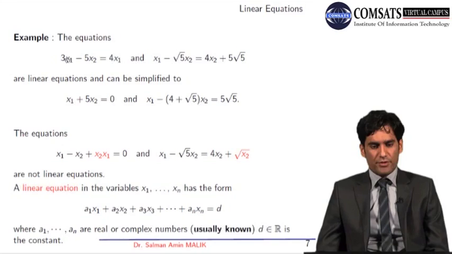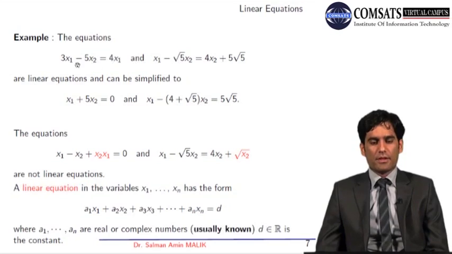So the first equation, this one, is a linear equation, and let's see this equation, which is x1 minus square root of 5 x2 equals 4x2 plus 5 square root of 5. This is the constant term. This is the linear term in variable x2 because x2 has power 1. This is also a linear term, and this is also a linear term. So this equation is also a linear equation.